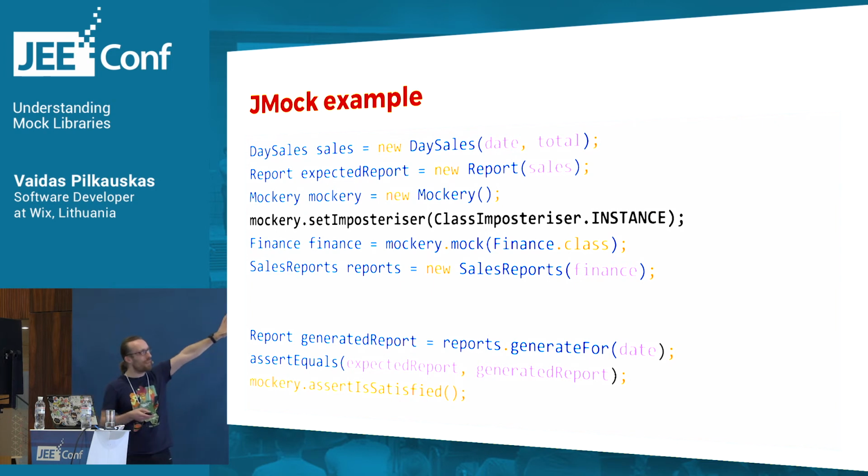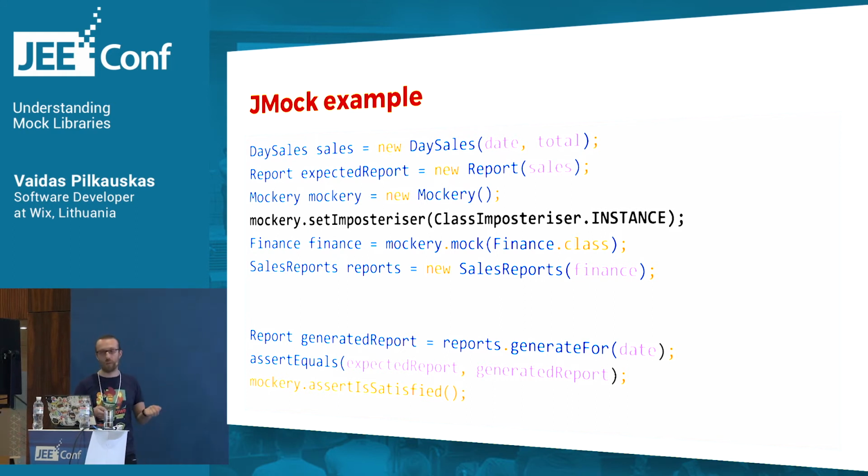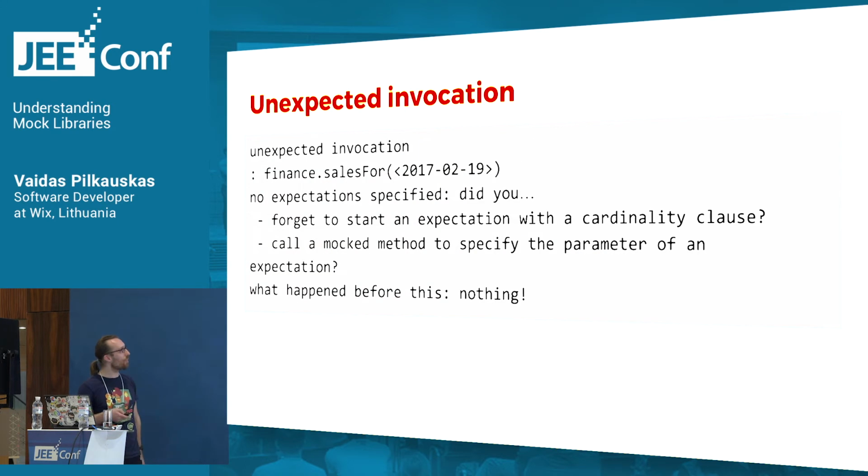Okay, so, of course there is a hack, and you have to use an ugly line to tell JMock to allow mocking of classes. It basically will use a different technique to create a proxy of the class that it creates. Okay, so what is the output now?